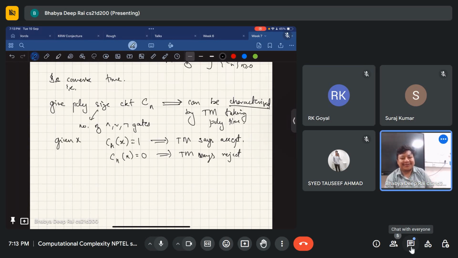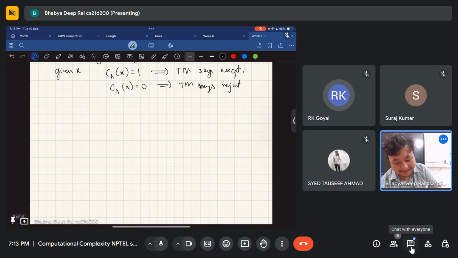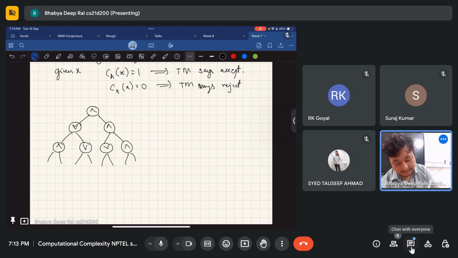But actually, it's possible. Evaluating a circuit is not very difficult, evaluating a circuit using a Turing machine. Let's say you have a circuit which looks like this, OR gate, AND gate, and so on, and it may be something like this. Since it's a circuit, it may be feeding like this and so on.